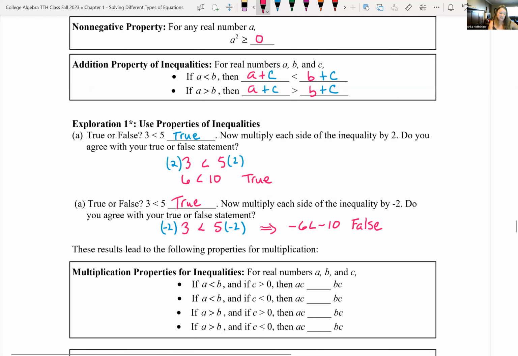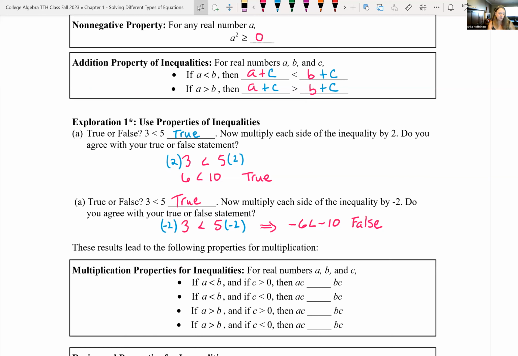So what we just talked about leads to these multiplication properties of inequalities. If A is less than B, and we're multiplying both sides by a positive value, then AC is still going to be less than BC. But if we have A is less than B and C is a negative number, and we multiply both sides by a negative number, then this AC is now going to be greater than BC.